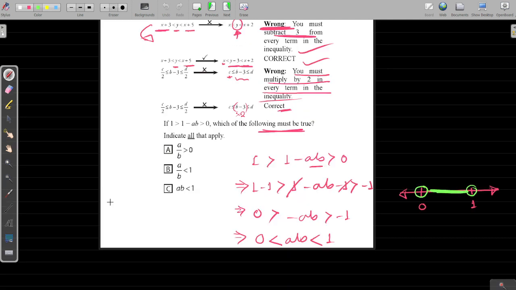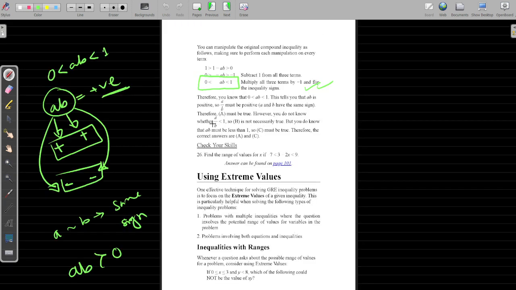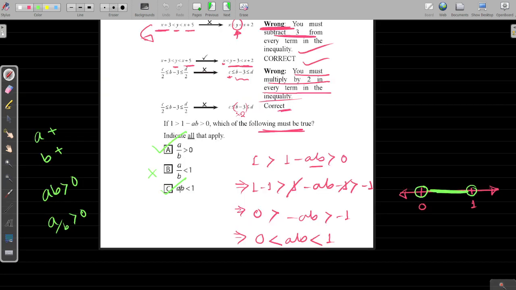Now check this one. First one, if a and b both have the same sign, suppose a is plus and b is plus, in that case their multiplication will also be positive. That's why it is correct. And the next one, less than 1 means it will be negative, so it is not correct. And ab less than 1, it is correct because we have been given this one. And lastly, if I check this one, the correct answer is a and c.